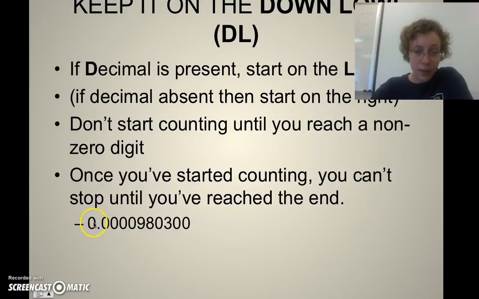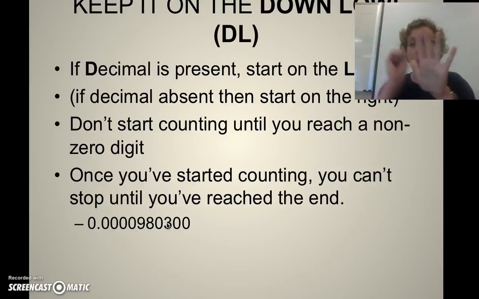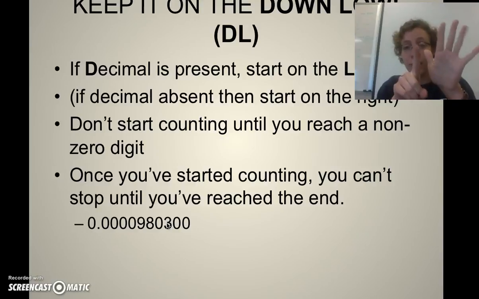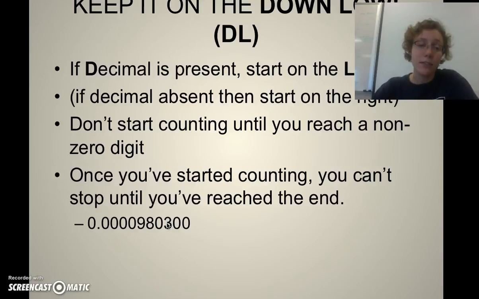Okay, so we've got all these zeros in front of here, but we can't count those until we reach this 9. So we've got the 9, we've got the 8, the 9, the 8, we've got our sandwich 0, we've got our 3, and then we can't stop counting until we reach the end. So then we do have to count both of those last zeros. So we now have 6 significant figures in this number here.